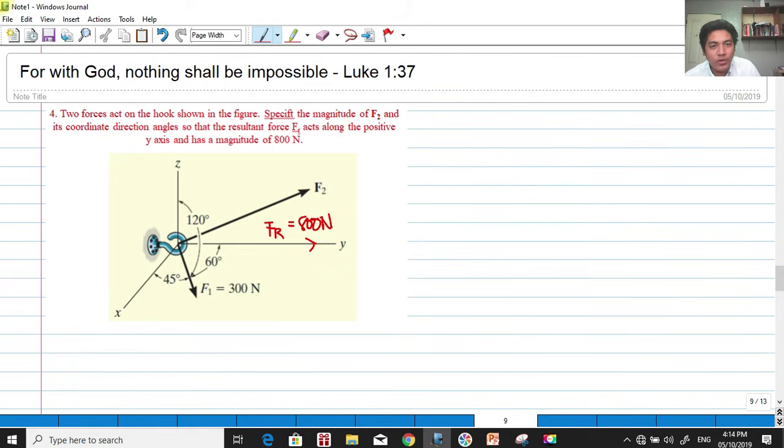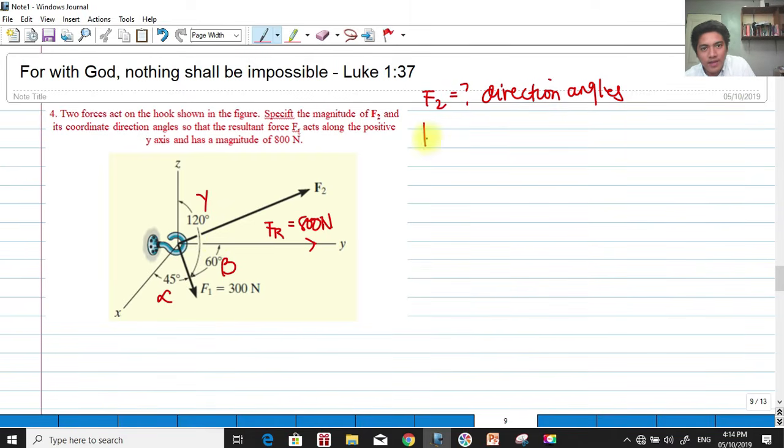So how do we solve this? We are actually looking for F2 and its direction angles. So how do we do this? We will use the available facts that we can gather in order to solve for F2. So we have F1 here. As you can see, this F1 has three angles. F1 with respect to x, that is our alpha. F1 with respect to y, that is our beta, and this is our gamma because it's for z.